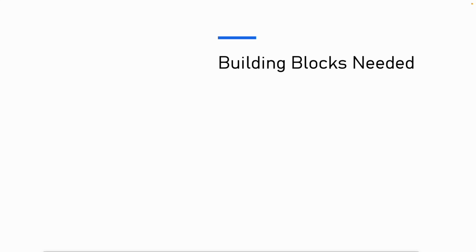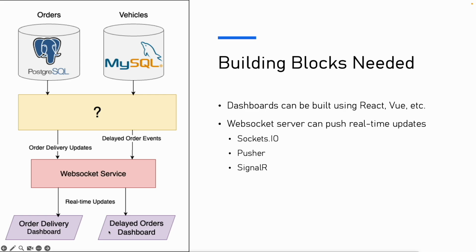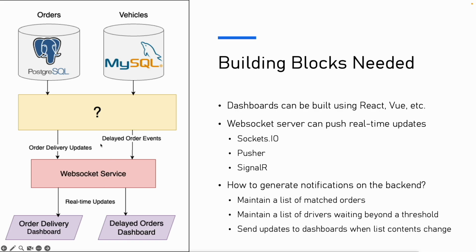The high-level architecture would look something like this, where the dashboards can be built using front-end technologies like React, Vue, etc. We can have a WebSocket server using sockets.io, Pusher, or SignalR. But how do we build the backend for this? The backend must maintain a list of matched orders with their respective vehicles for the delivery dashboard. It must also maintain a list of drivers that have been waiting for an extended period of time. How do we maintain such a live result set on the backend and generate notifications when it changes?